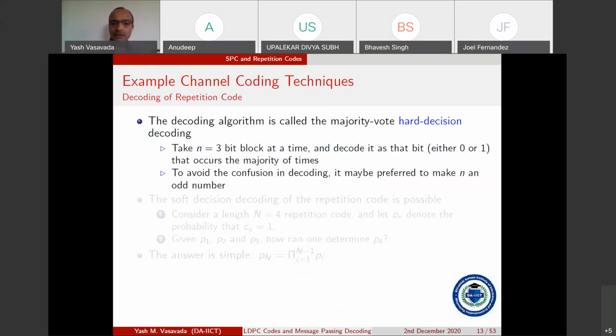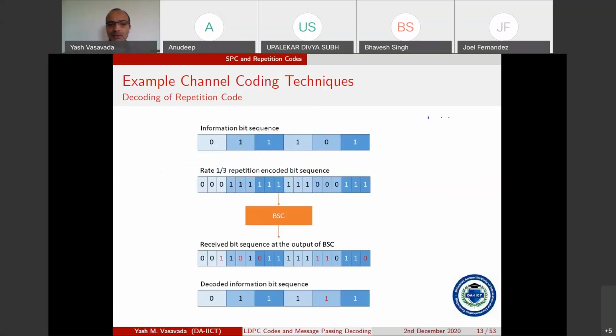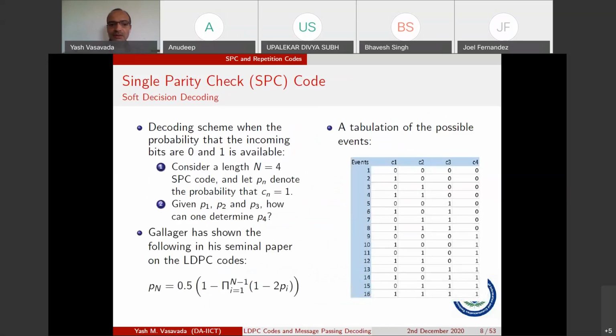Suppose we have the information available to use soft decision decoding, basically the same P of n value is available, where P of n indicates the probability that the nth bit is 1. Then I'll go back to the same question. Let us say it is a 4-bit repetition code, and you are given P1, P2, P3. How will you determine P4?